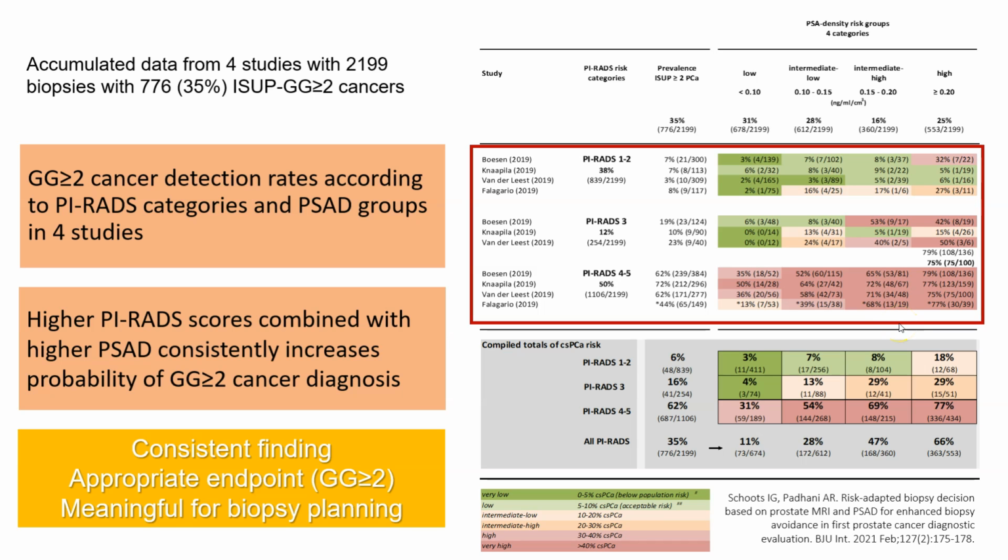So I've shown you 5 studies now showing consistency. It is appropriate because we're looking at clinically significant disease defined as grade group 2 or above, and it's meaningful because it can be used for biopsy planning.